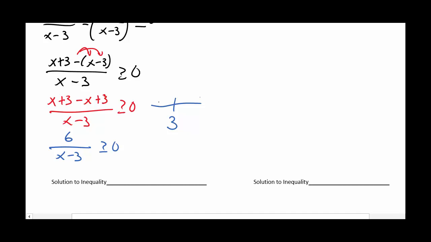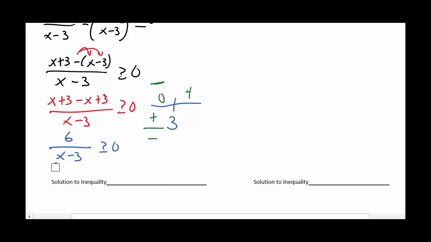So I only have to test around just the number 3. I need something smaller than 3, and 0 happens to be smaller than 3. Remember, 0 does some great things when we can use it. And I need something bigger than 3, like 4. Then I'm going to evaluate each of those test numbers in my simplified fraction and see whether I get a positive or negative answer. Let's put 0 in there. 6 is positive up top, and 0 minus 3 is a negative number. What's a positive divided by a negative? That's a negative.